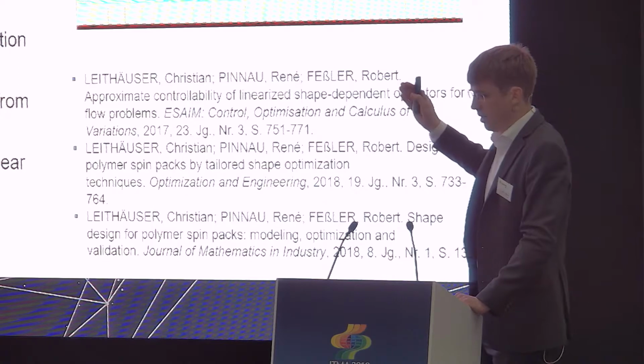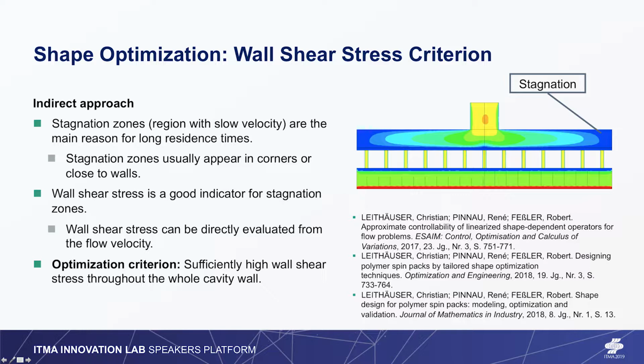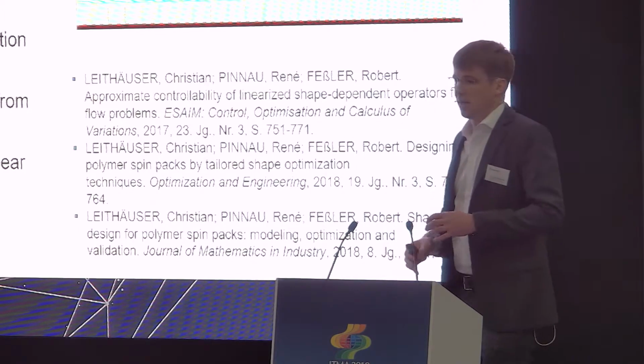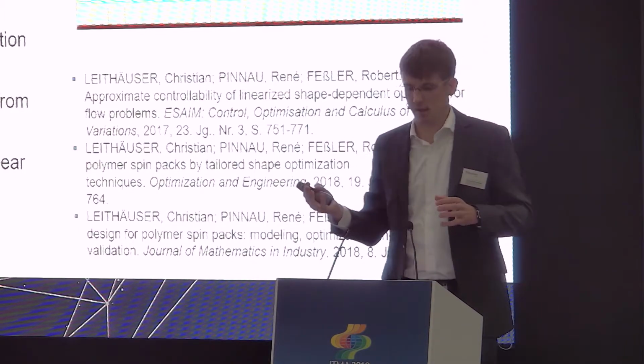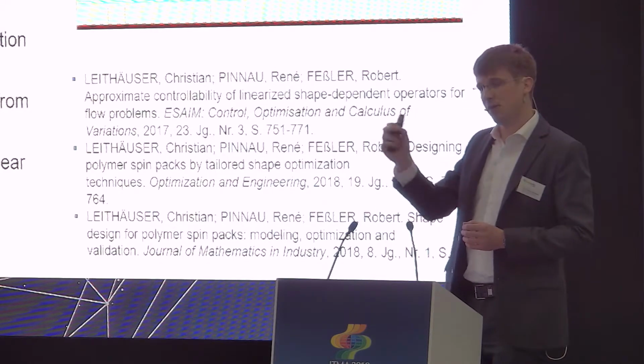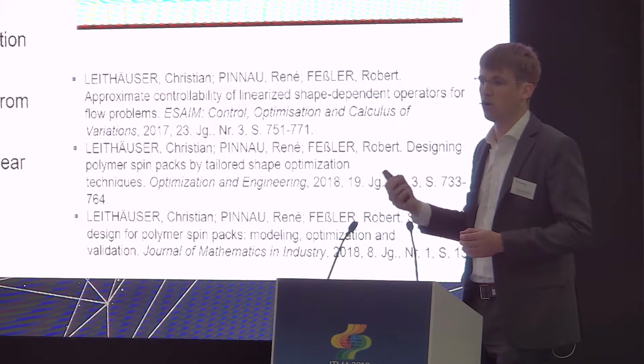What we have done is use shape optimization approaches to design optimal cavities. I mean, you can clearly see that this rectangular cavity is, of course, not optimal. You have quite a lot of stagnation in the corners. So our approach here is that every stagnation zone here in the corners somehow is connected to the wall shear stress at the wall, because if you have a corner, flow is very slow, so you have very low friction on the walls, and the wall shear stress is very low.